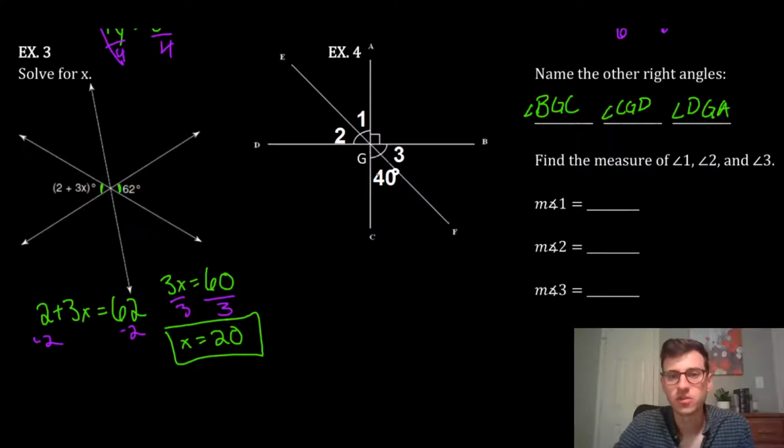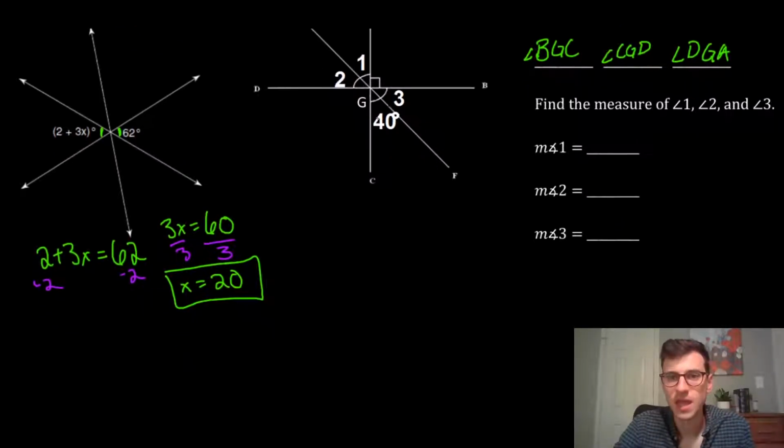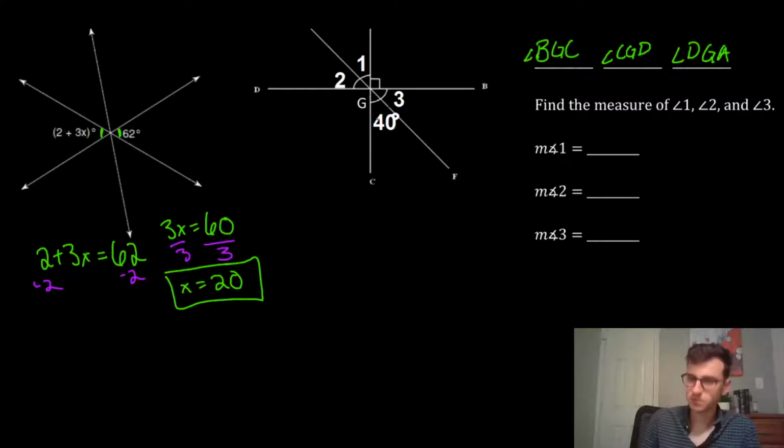Okay, let's find the measures of angles 1, 2, and 3. Angle 1. Well, how can I find angle 1? I know that 1 and 2 are 90, but I don't know what either of those are unless I look at my vertical angle.